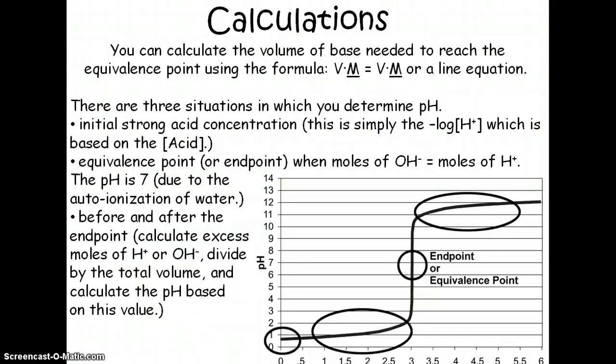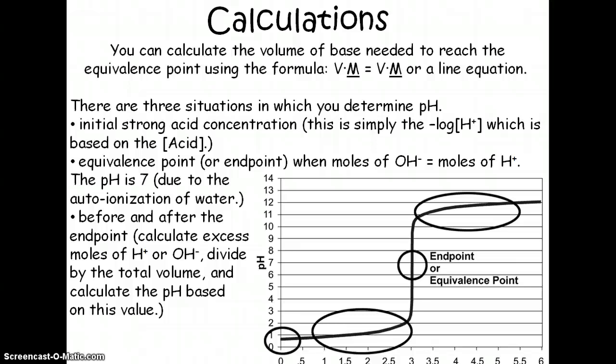All right, so basically, to do calculations for these, to calculate the volume of base that you would need to reach the equivalence point, you're just going to use M1V1 equal M2V2. There are 3 different situations in which you would need to determine the pH to get the titration curve of a strong acid, strong base titration. So initially, the pH for the strong acid would just be the negative log of the acid concentration, because we know that the acid will completely dissociate into H plus ions.